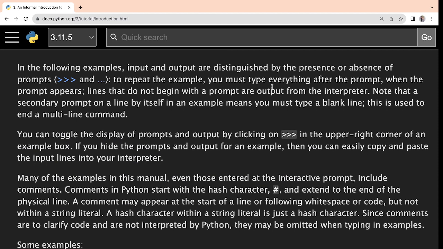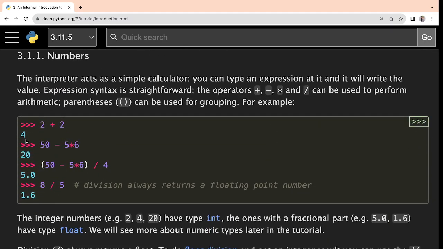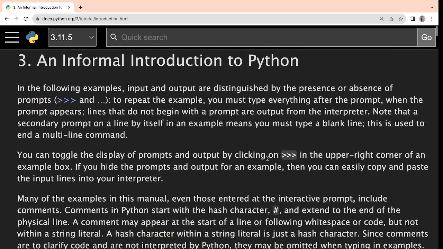To repeat the example, you must type everything after the prompt. If you have done some practice, you might have seen that we type everything after the prompt appears. Lines that do not begin with a prompt are output from the interpreter. These blue-colored ones, which do not begin with the prompt, are your output.